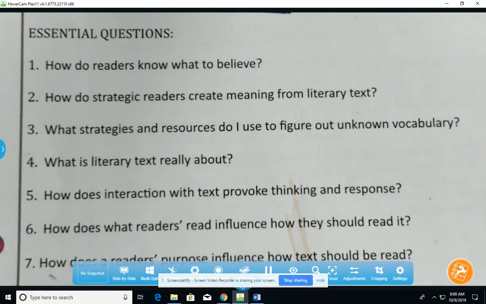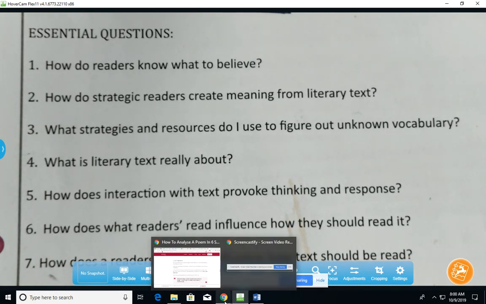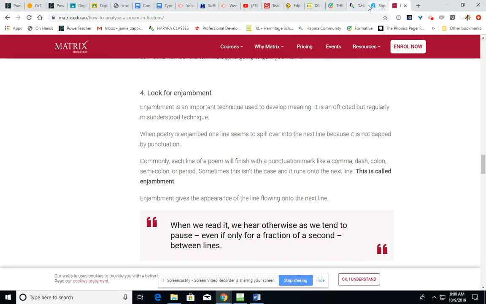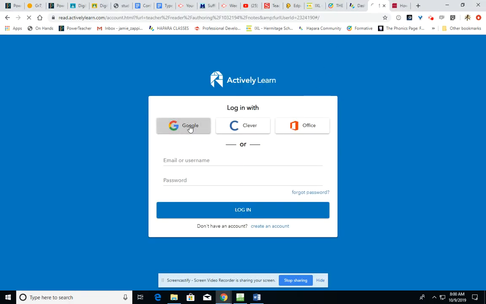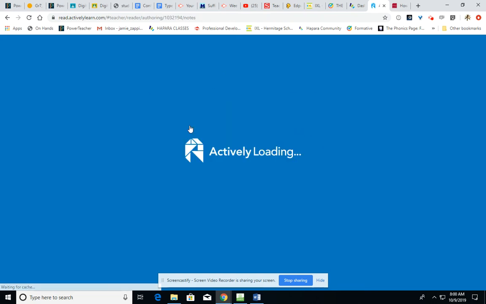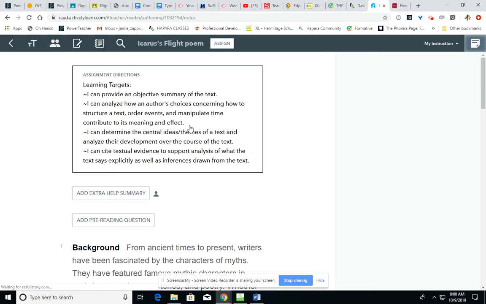Today we're going to do a close reading of a poem. And so as we look at this poem, we're going to be in Actively Learn. Within Actively Learn, we are going to look at a poem that is comparative to the story Icarus's Flight, because it's based on the flight of Icarus and it responds to, in poetic form, the flight of Icarus.